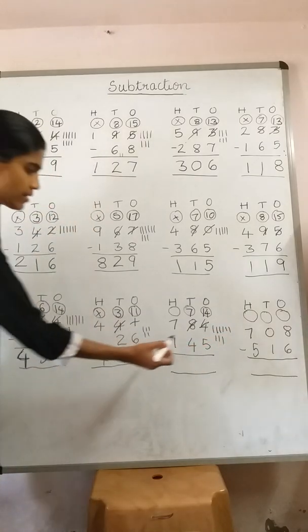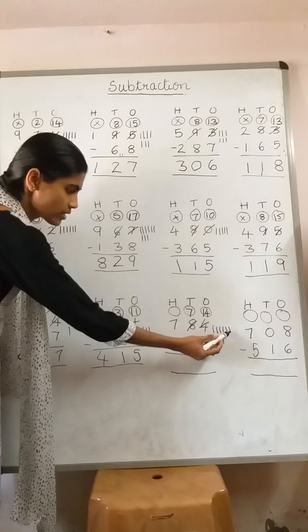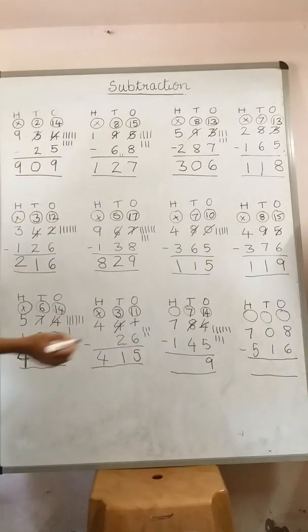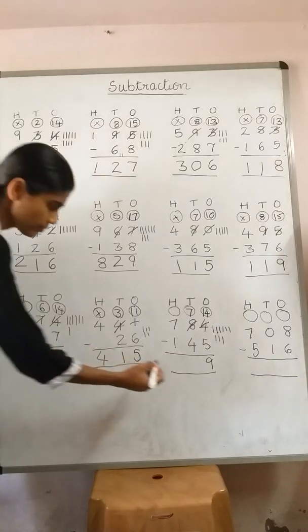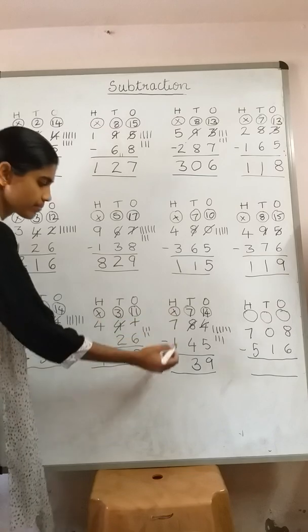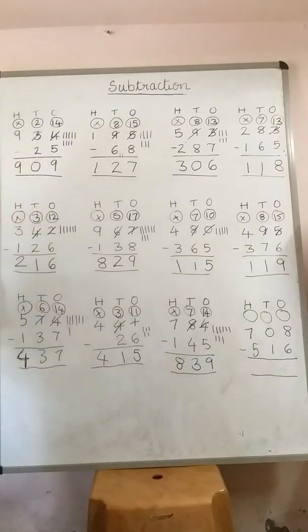Count the number of lines. 1, 2, 3, 4, 5, 6, 7, 8, 9. 9. 7 minus 4, 3. 7 minus 1, 8. 839.